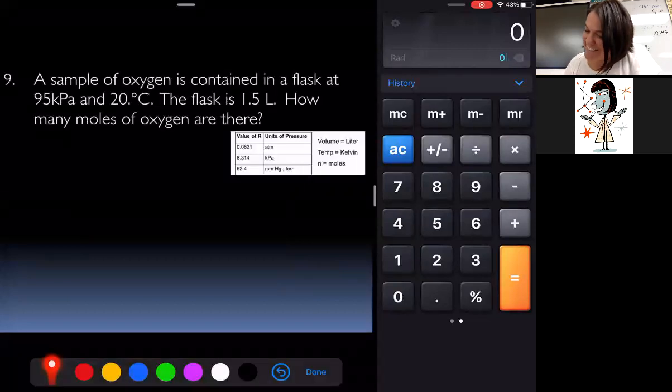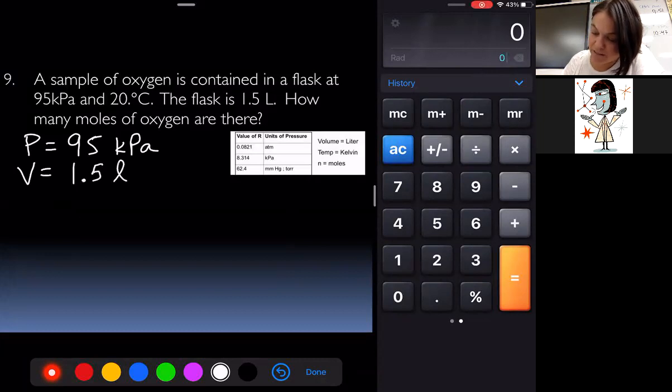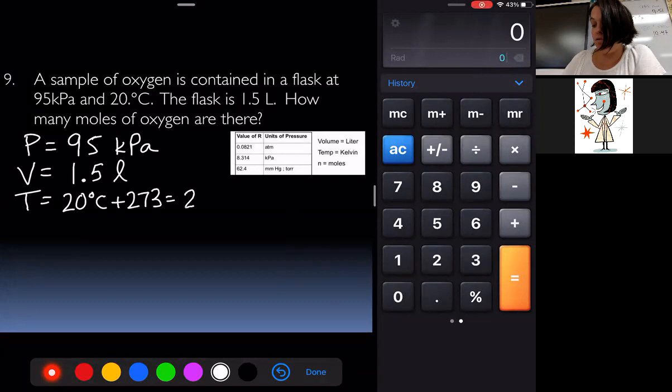A sample of oxygen is contained in a flask at 95 kilopascals. So my pressure equals 95 kilopascals. My volume is in this flask at 1.5 liters. And my temperature is 20 degrees Celsius, but that's not going to work. So I need to make sure that I add 273 to get to 293 Kelvin.